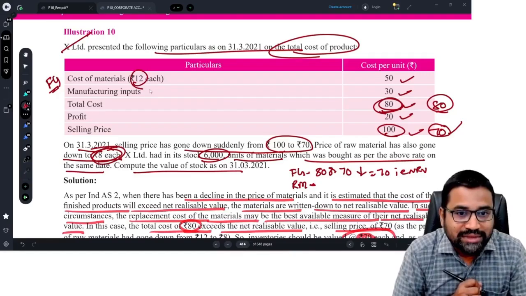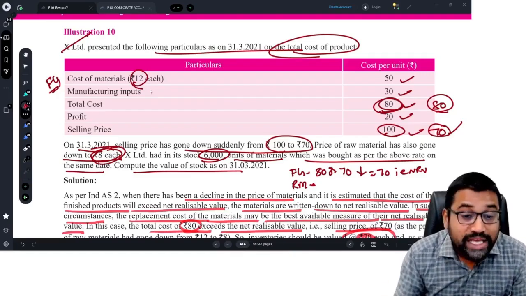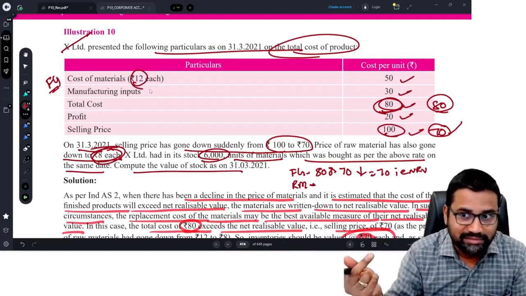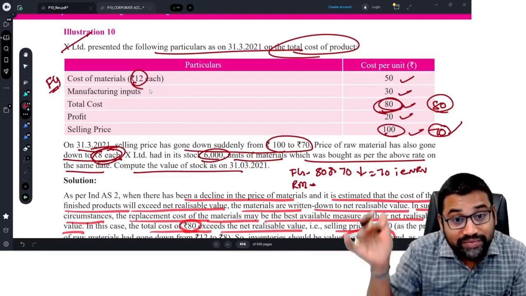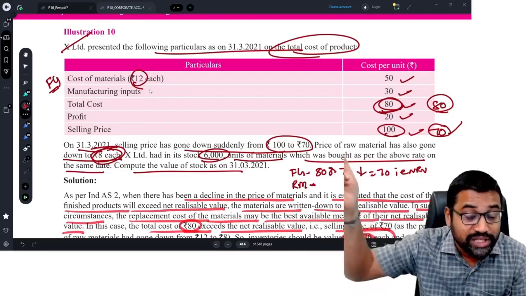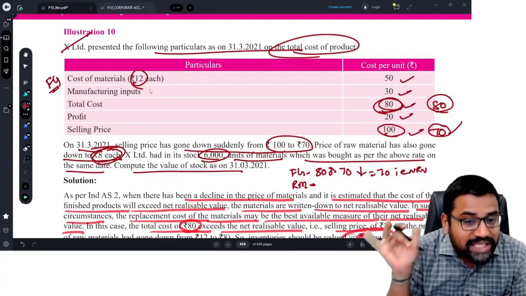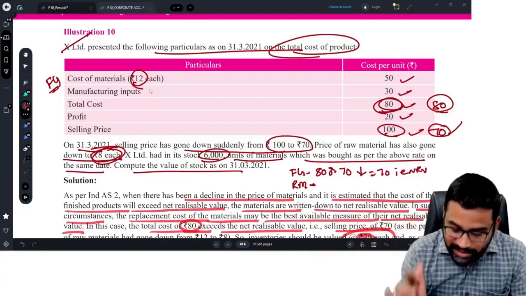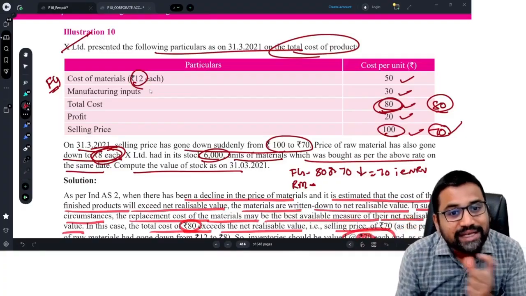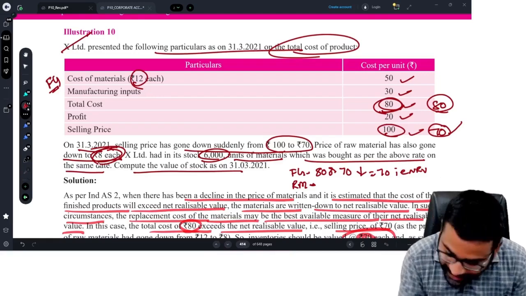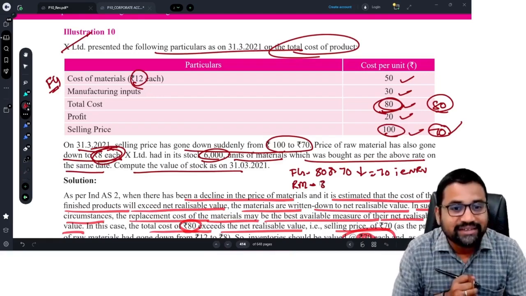Suppose the finished good is valued at cost, if the cost is less than NRV, that means NRV is more than cost, no problem. But if the NRV is less than the cost, then raw material should be valued at its replacement cost. What is the replacement cost here? 8. So therefore it is valued at 8.